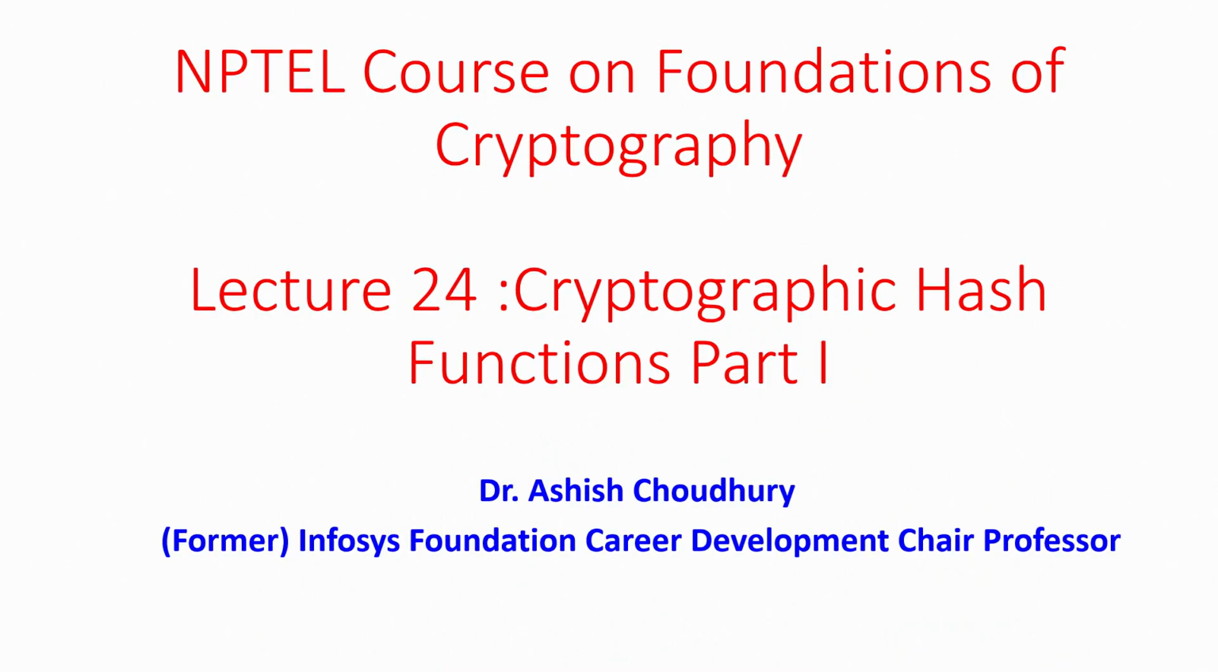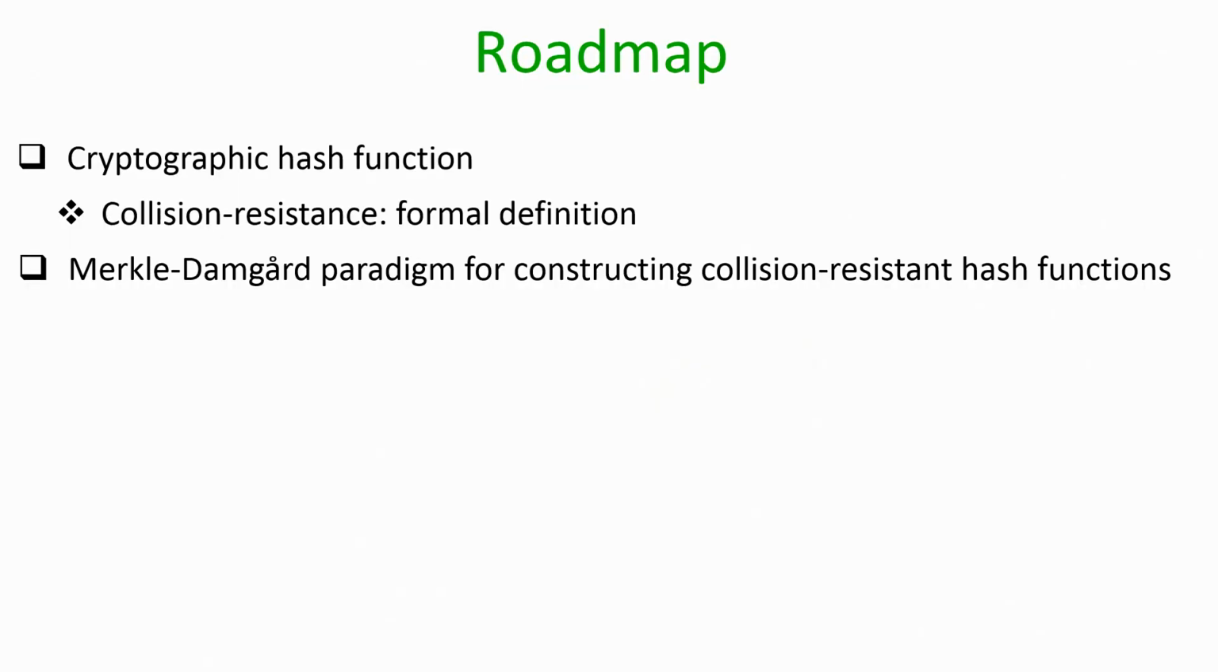Just to recall, in the last lecture we had seen how to construct message authentication codes which are secure even against a computationally unbounded adversary. So, in this lecture we will introduce another interesting cryptographic primitive called cryptographic hash functions, which has several applications, one of them being the construction of efficient message authentication codes.